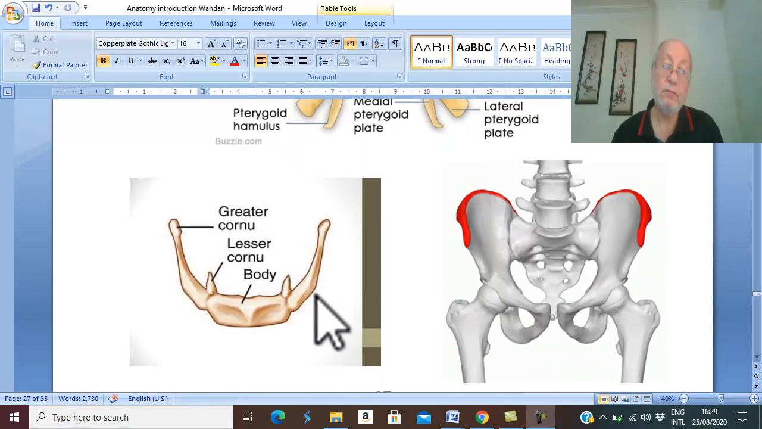Cornu. There is a lesser and a greater cornu. Lesser means smaller. Greater means bigger. Cornu means a curved, bony process, horn-like, like a horn. A curved, bony process, like a horn.